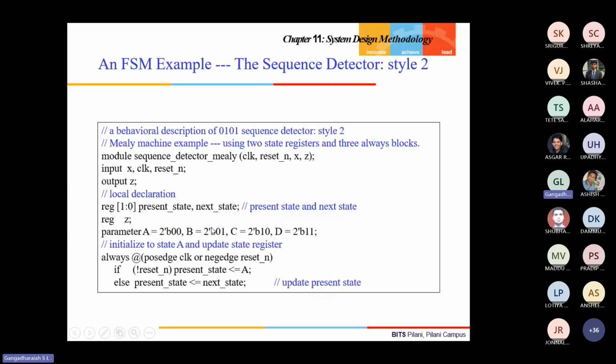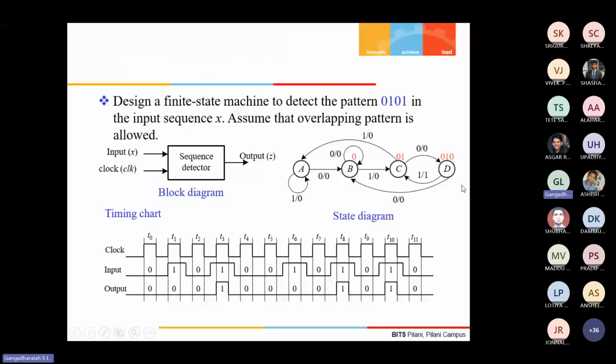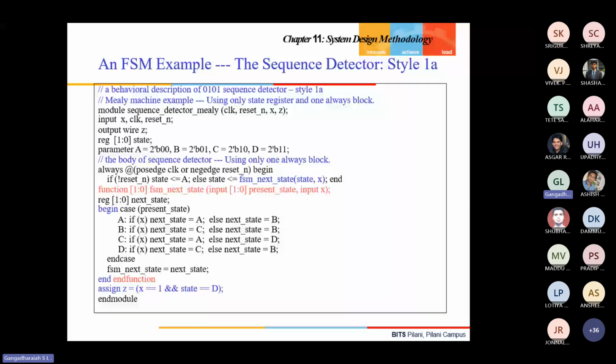And the states ABCD: no digital circuit can understand the meaning of ABCD. I need to encode that using binary values. That is why the option in Verilog is parameter. Parameter A is 00, B is 01, C is 10, D is 11. It's your wish. A 00, B can be 01, C can be 11, D can be 10. No problem. So now always at posedge clock or negedge reset begin.